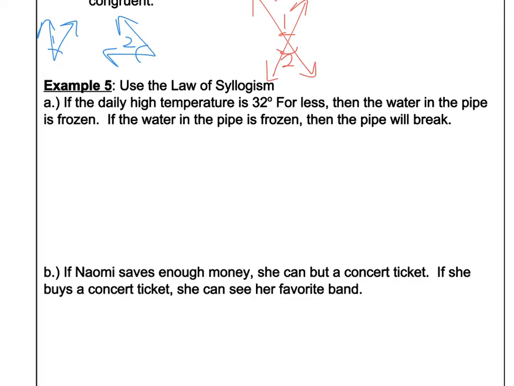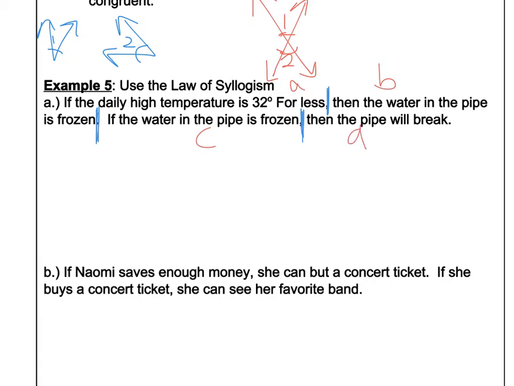Okay, there's like 4 parts to this. This is kind of how I look at it. If the daily high temperature is 32 degrees or less, here's one section. Then the water in the pipe is frozen. There's another one. So there are the first 2 sections. If the water in the pipe is frozen, then the pipe will break. So I've broken this up into 4 separate parts. You could call them A, B, C, and D.